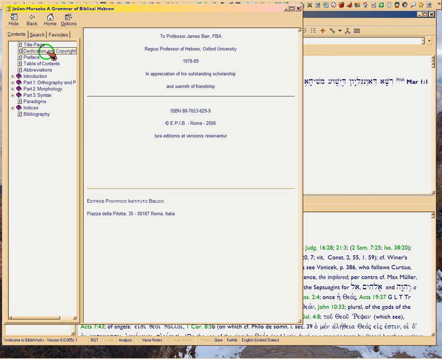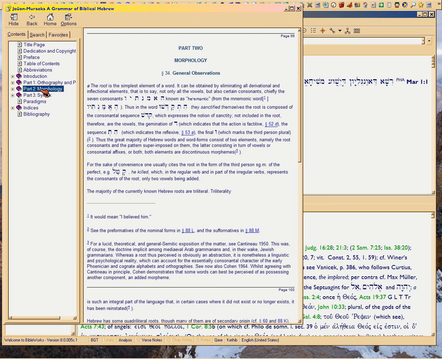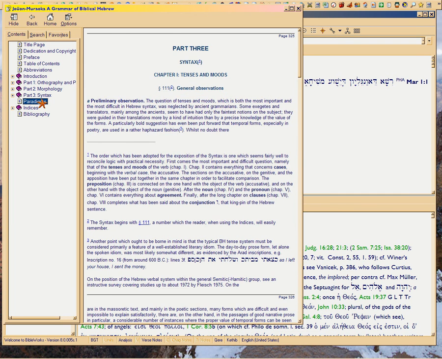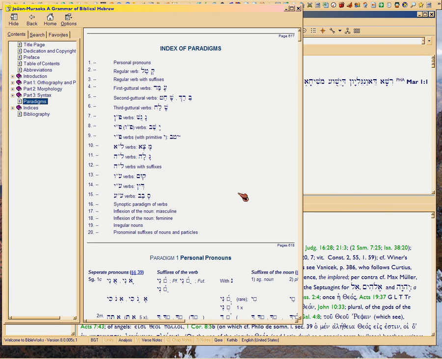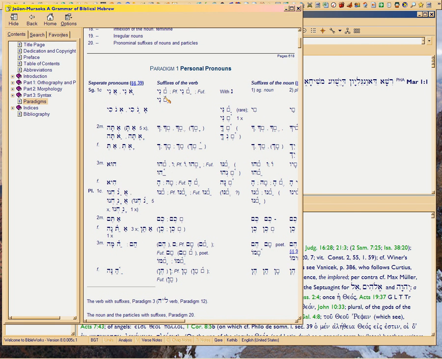And then, you know, dedication and copyright. And scholars are human beings. They make mistakes. And that's fine. Just make sure that you check against more than one source. It's always going through morphology and syntax, and then his version of the paradigms are right here. And they're a lot harder to read, of course.